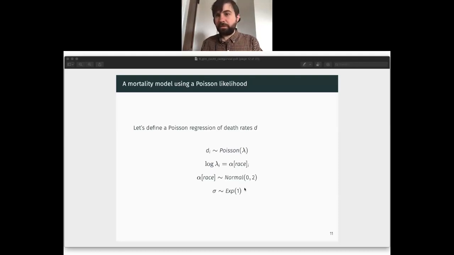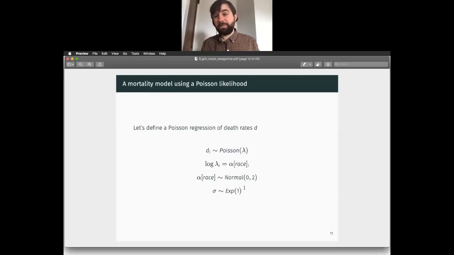Which we don't observe anywhere. Okay, so, but that's pretty vague. Oh, we don't need a sigma prior here. What am I doing? Sorry.